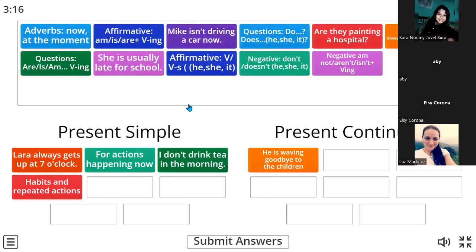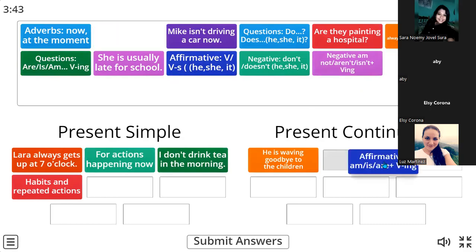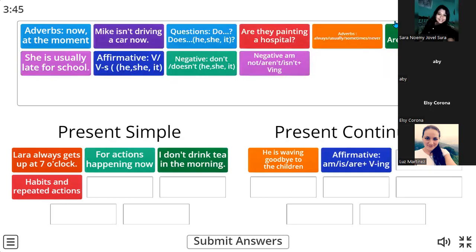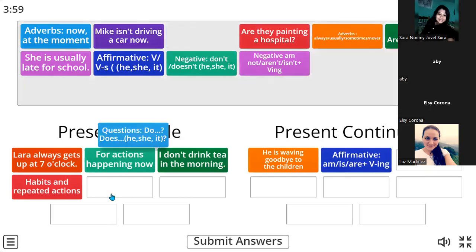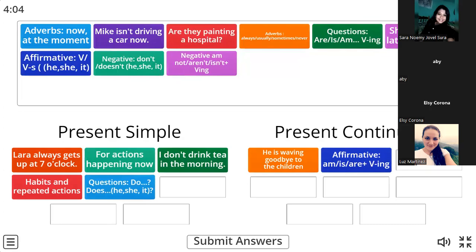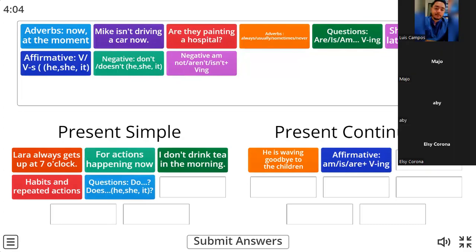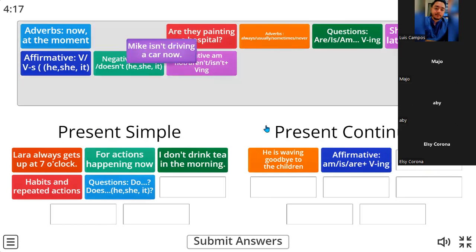Elsie, this one. Hello? In which group has to be this sentence? Or well, this phrase, affirmative, is R plus ing. Present continuous. Okay, thank you. Luz. Okay. Wait, this one. Simple present. Okay. Yes, Luis. This one. Yeah, that's present continuous. Okay.